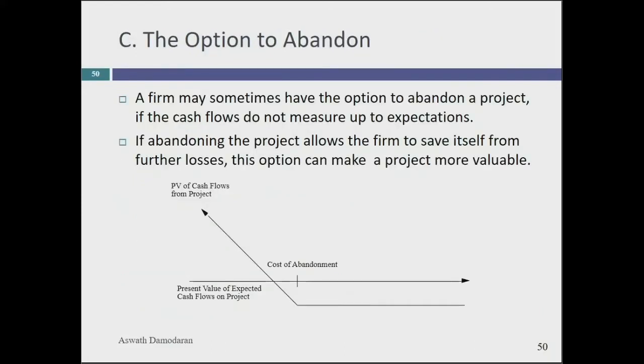The final option is the option to abandon. It's always nice to be able to walk away from your mistakes, as I said. And that's what your option to abandon gives you. It gives you the right to walk away from an investment if the value of the cash flows is less than what you will get by abandoning that asset. This is one of the few real options that's a put option. Almost all real options are call options. This is a put option. It gives you the right to walk away from a bad investment.